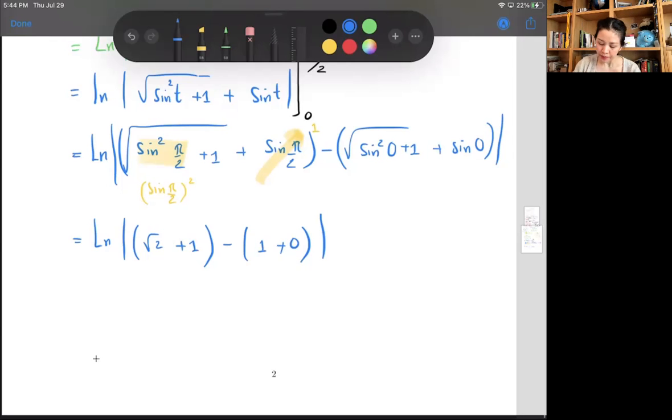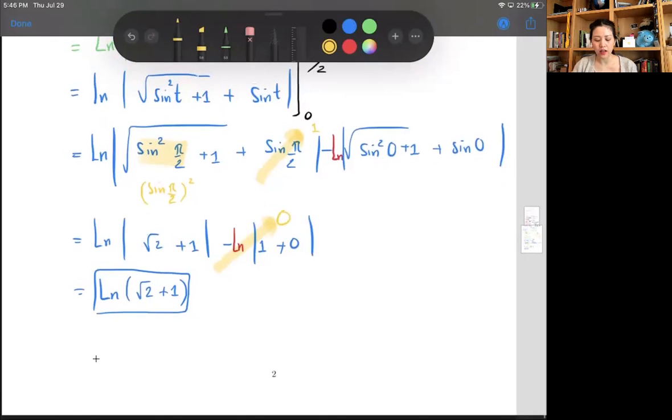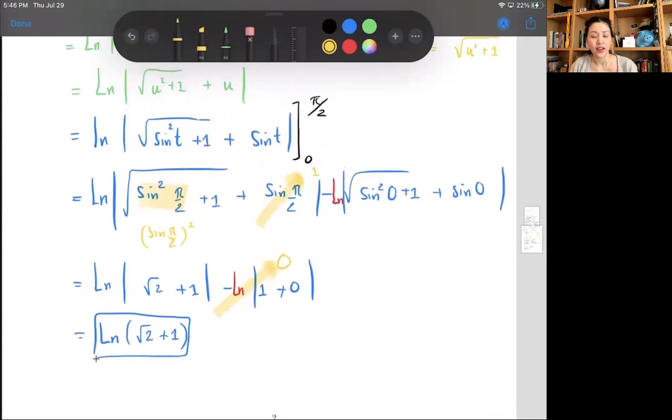So the first part is ln of the square root of 2 plus 1. I know this is going to be positive, so I'm going to turn the absolute value into parentheses. ln of 1 is 0, so nothing there. So the final answer is ln of the square root of 2 plus 1. Thank you for watching.